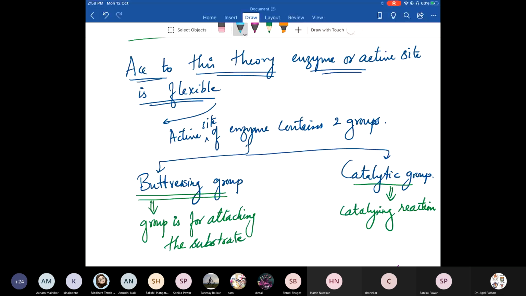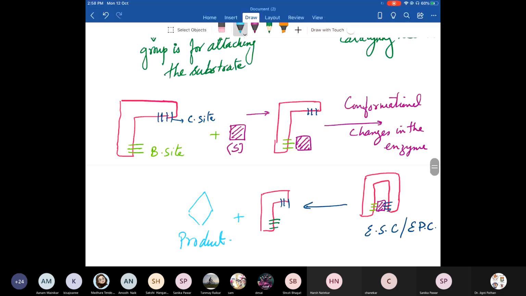Can I show the next point? Okay, you can just write down or copy down this quickly.